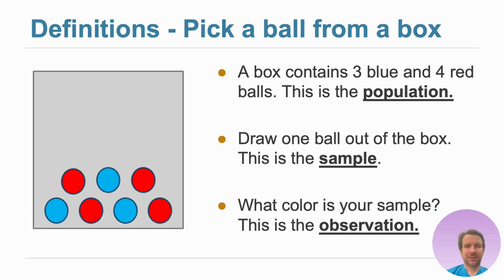So I have a box that has some blue balls and red balls. And I call this the population. It's all the balls that are in the box. If we take one ball out of the box, we call it a sample. So we are sampling what's in the box. And so the sample is one of the balls, and then we observe how the ball looks like. So that's called the observation. We observe if it is red or blue.